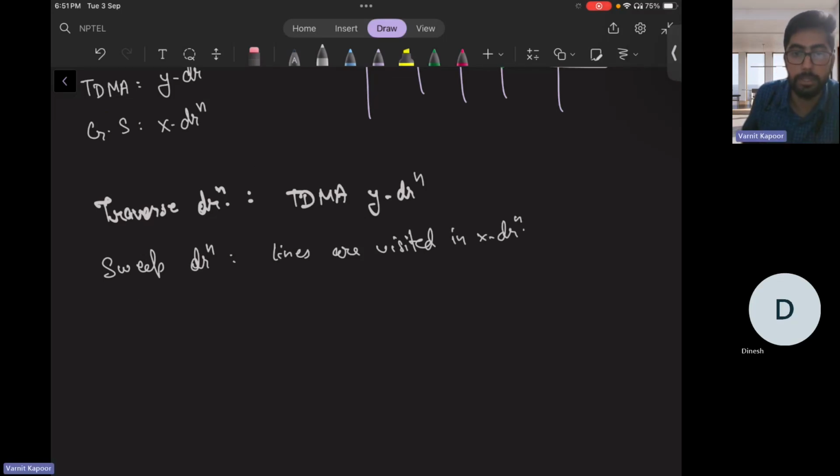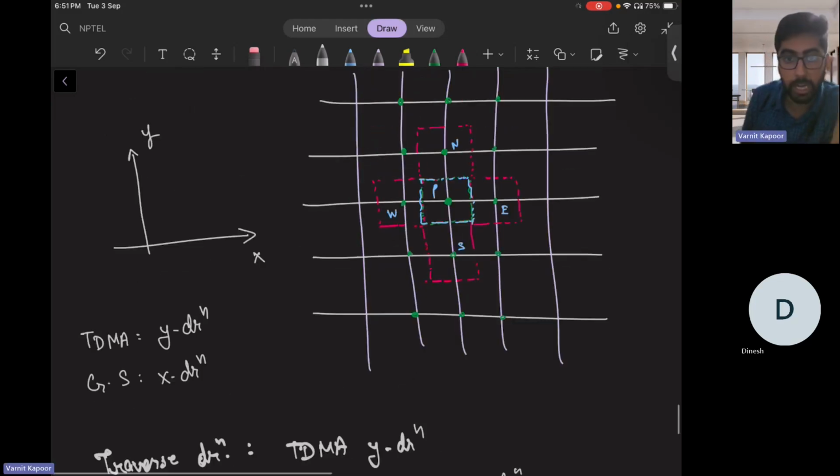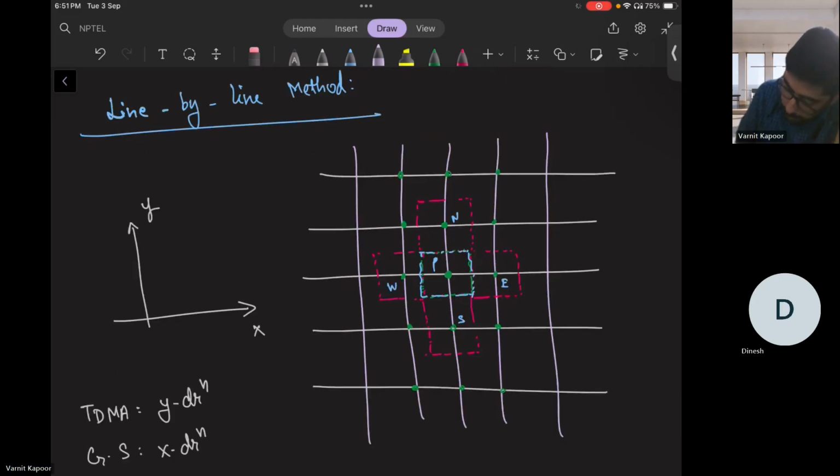Lines are listed in Excel. So these are the values which are known initially because you guess, and the values you write here. So these are the values which you know initially. And the values here are unknown. These are unknown.